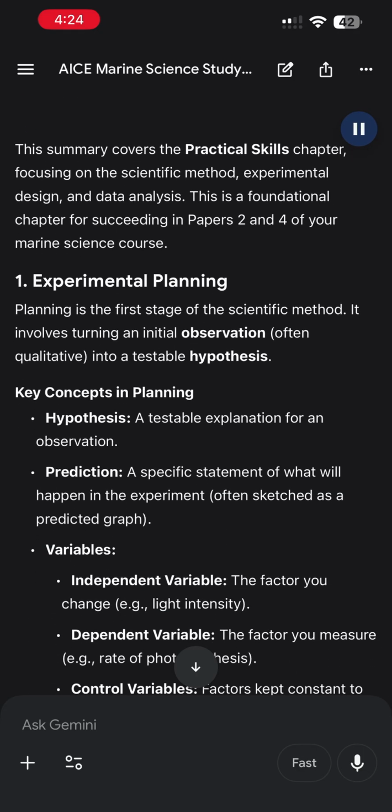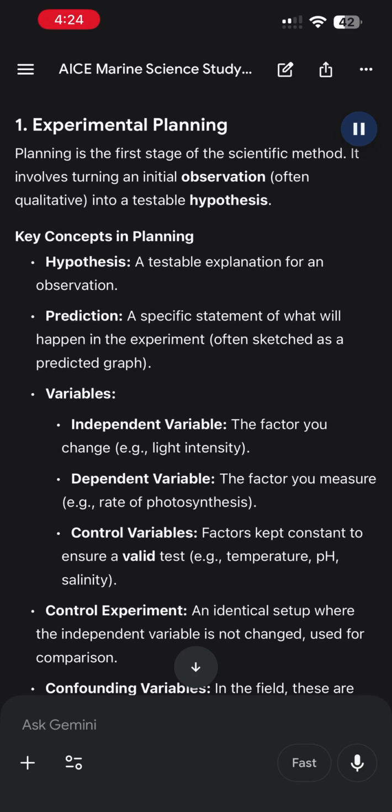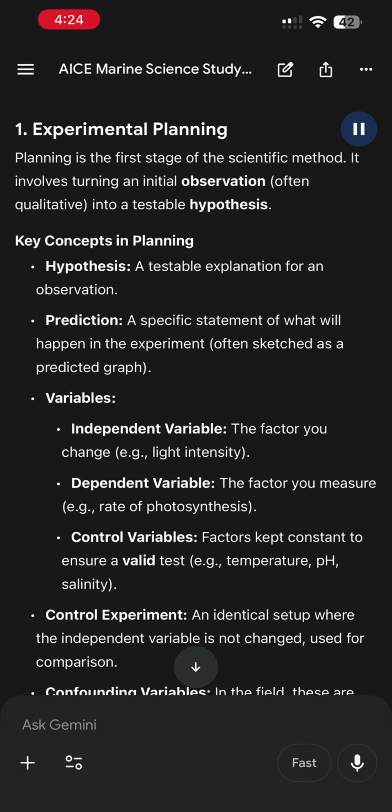This summary covers the practical skills chapter, focusing on the scientific method, experimental design, and data analysis. This is a foundational chapter for succeeding in papers 2 and 4 of your marine science course. 1. Experimental planning. Planning is the first stage of the scientific method. It involves turning an initial observation, often qualitative, into a testable hypothesis.